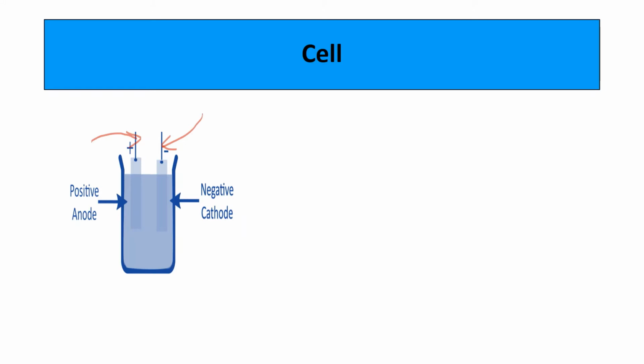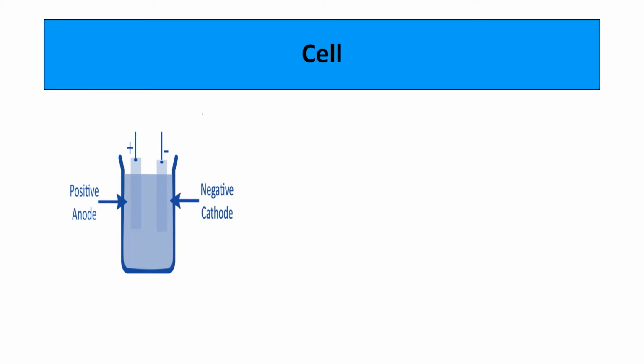The positive electrode is known as anode and the negative electrode is known as cathode. These electrodes are dipped in an electrolytic solution. This is the electrolytic solution and these electrodes are dipped in that electrolytic solution. Free ions will be present in this electrolyte so that it can conduct electricity. Electrodes are the conductors through which current can pass. This is the external part and this is the internal part.